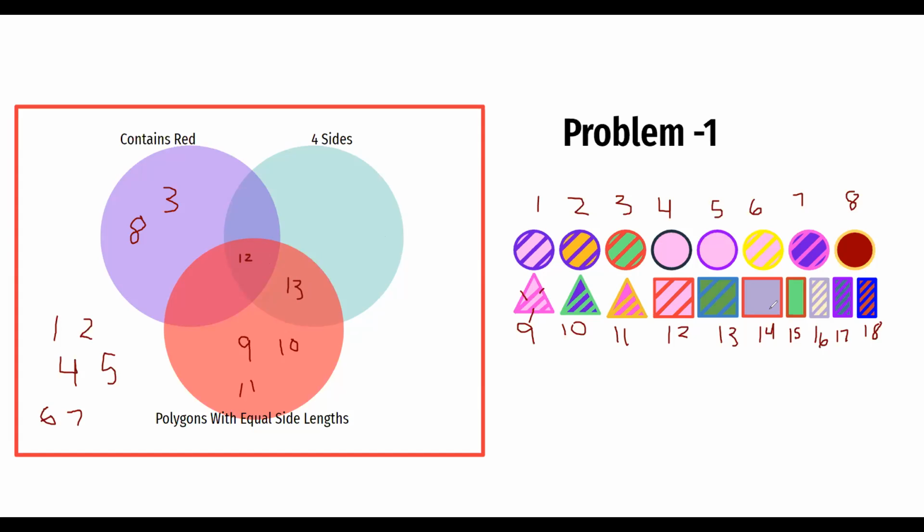And then number 14, it has red, it has 4 sides, it has equal side lengths, so it's going to join number 12 in the middle. 15 has red, has 4 sides, but it does not have equal side lengths, so it goes right here. 16 has 4 sides, but no red, not equal sides. 17, same for that. 18 has red, 4 sides, but not equal sides.